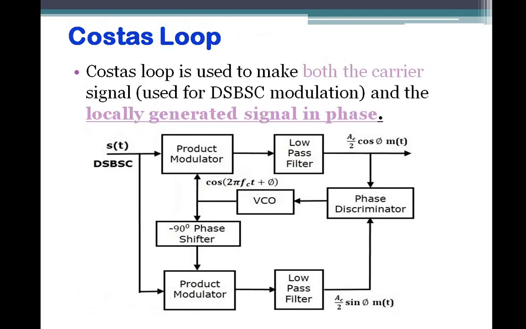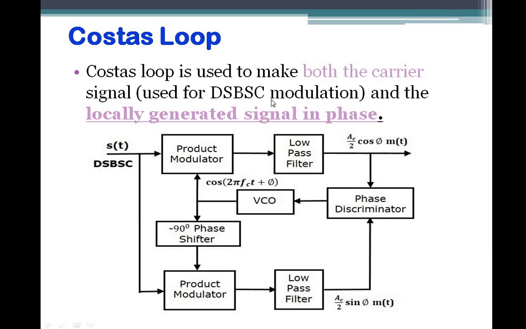Clear? Now see, next one is very important, that is your Costas loop. Now tell me what is your Costas loop. Here in the block diagram, this is somewhat different. Here you are using two product modulators with a minus 90 degrees phase shifter, and you have a voltage controlled oscillator which generates your carrier signal. Then you have a phase discriminator and two low pass filters. What you saw in the last coherent detection was only one product modulator and one local oscillator used to generate that output, then a low pass filter to extract the message signal, but not here.